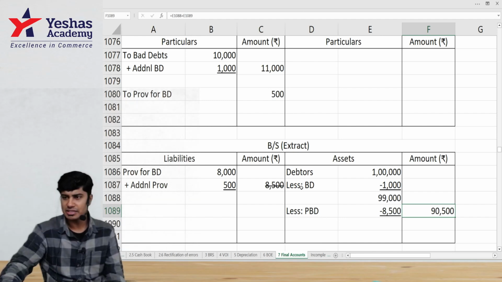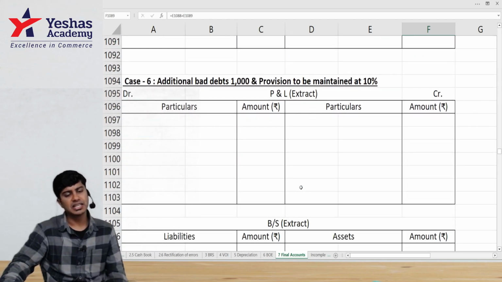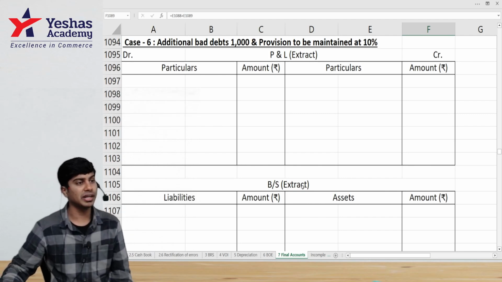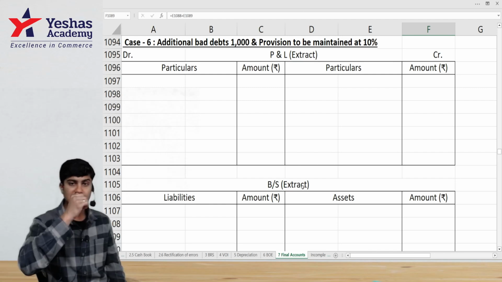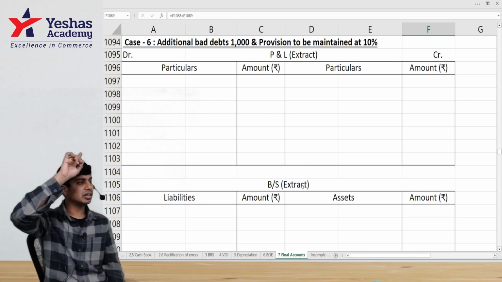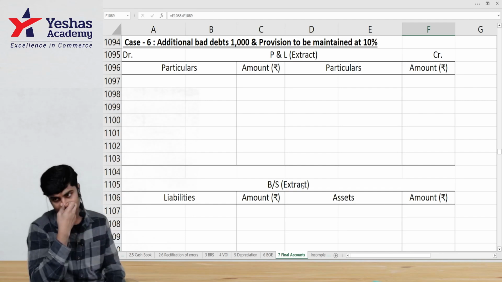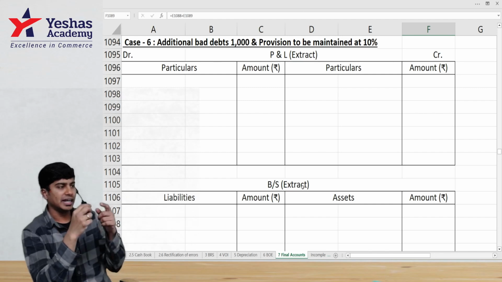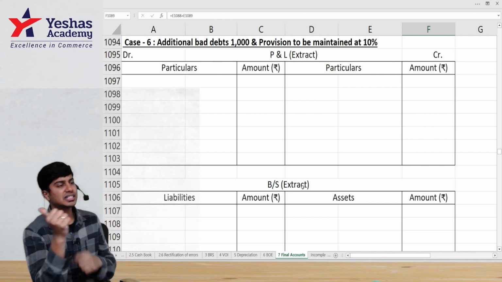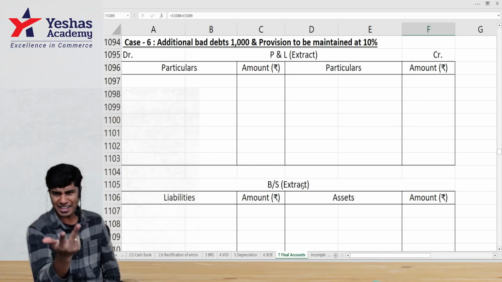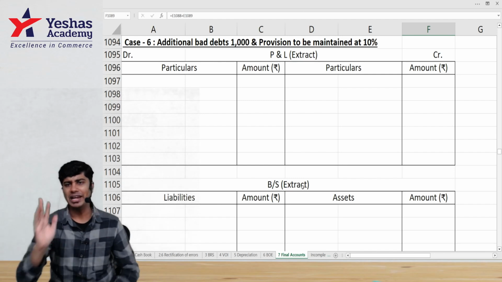Can we go to case 6? What's happening in case 6? Additional bad debts is 1,000 and provision is to be maintained at 10%. This is exactly similar to what we did in the previous case. And the trial balance is same. What is trial balance? Debtors 1 lakh, balance sheet asset, bad debts 10,000, P&L expense, provision 8,000. It will be balance sheet liability.